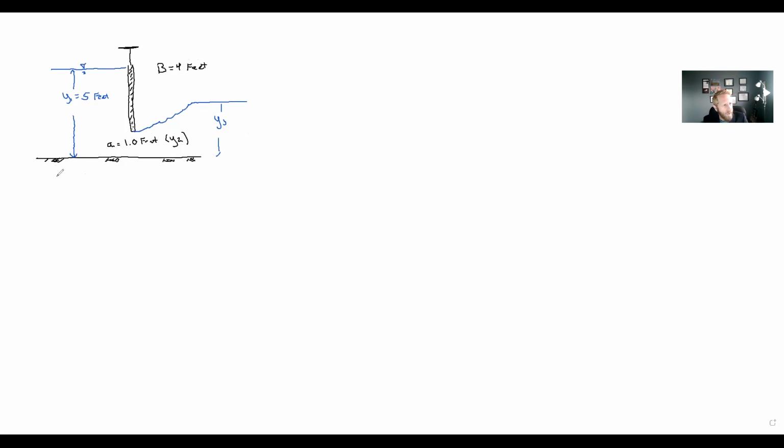Now the question is, given the parameters, find the unit discharge q. Find the downstream depth, y3, and then find the energy loss.